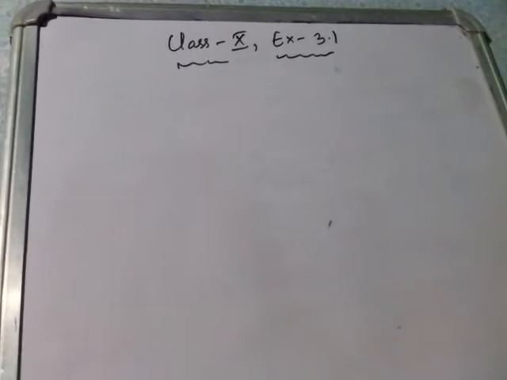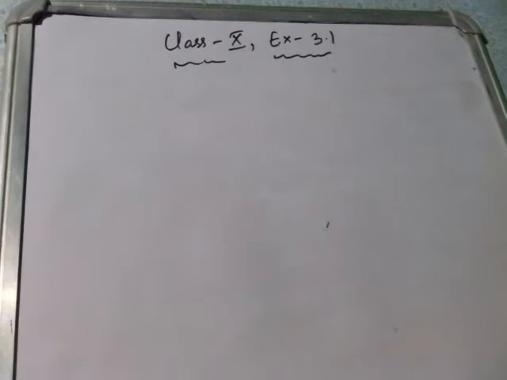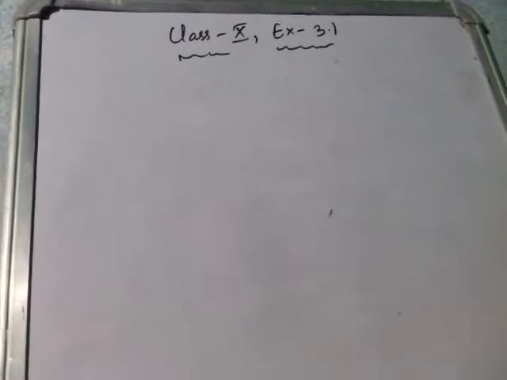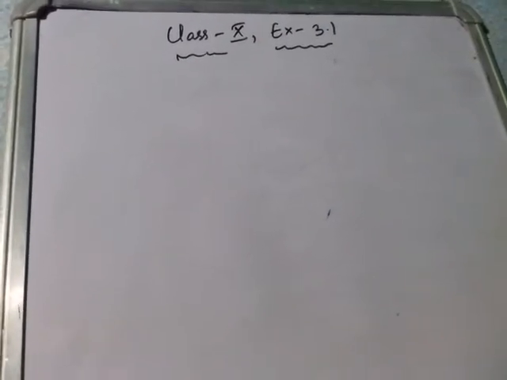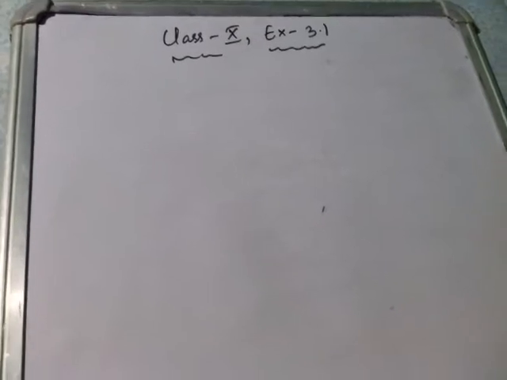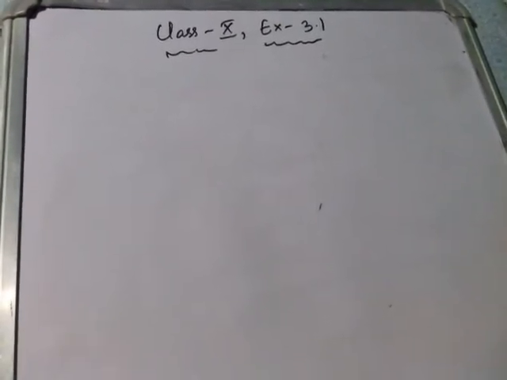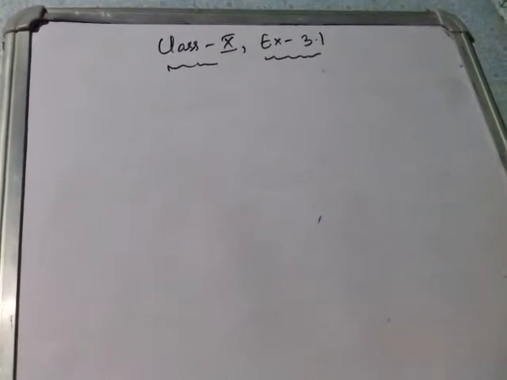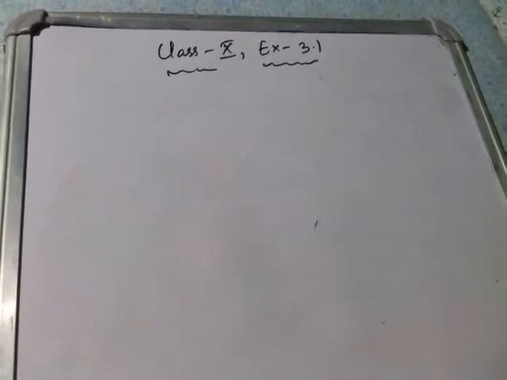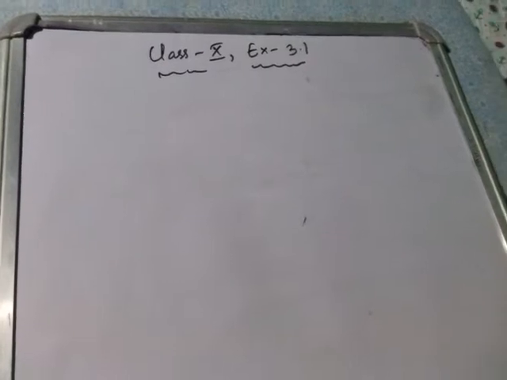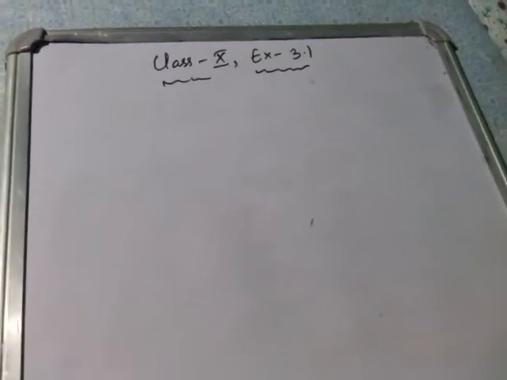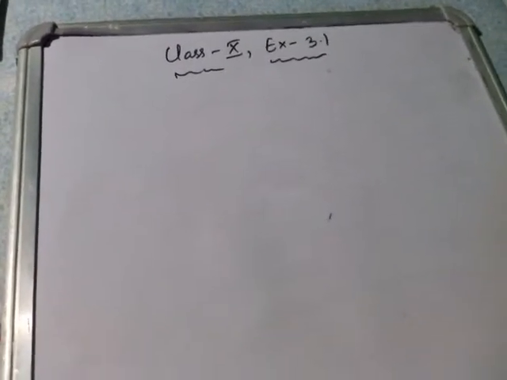So what is question number 1? Rahim tells his daughter, 7 years ago I was 7 times as old as you were then. Also 3 years from now I shall be 3 times as old as you will be. Represent this situation algebraically and graphically. So we will represent this question algebraically and graphically.